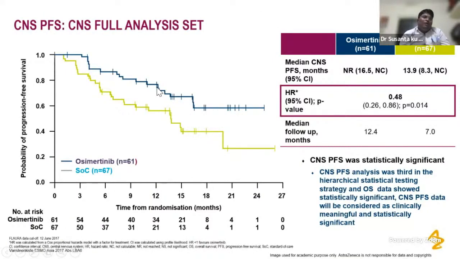Coming to the group of CNS metastatic patients, here also osimertinib has significant benefit. Here the median PFS in CNS is not reached compared to 13.9 months with the comparator, and the hazard ratio is 0.48. Median follow-up is 12.4 months in the osimertinib group, and in the physician's choice group it is 7 months.